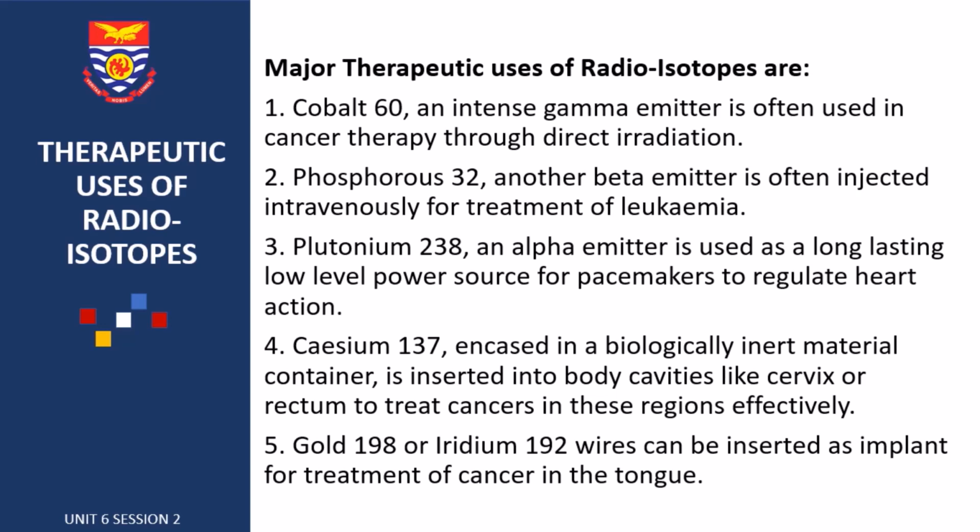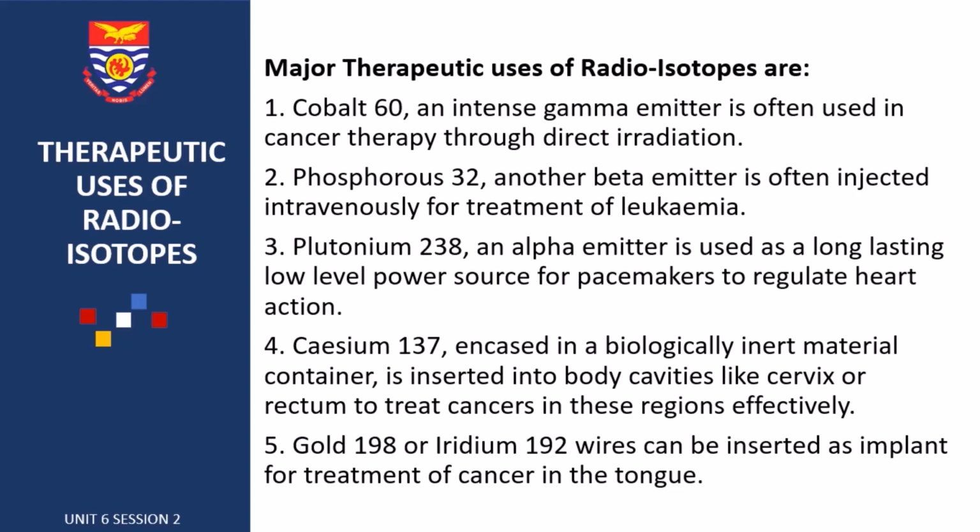We can also talk about the treatment of leukemia, where phosphorus-32, which is a beta emitter, is injected intravenously, and this helps to treat the leukemia. Again, pacemakers also use plutonium-238, which is an alpha emitter, to regulate heart actions.